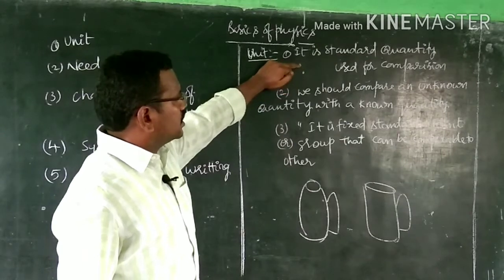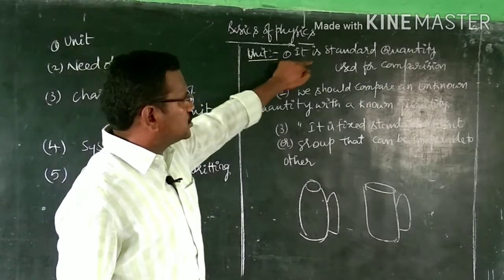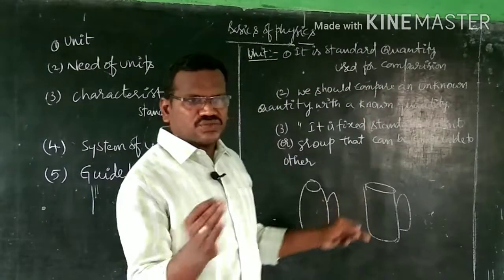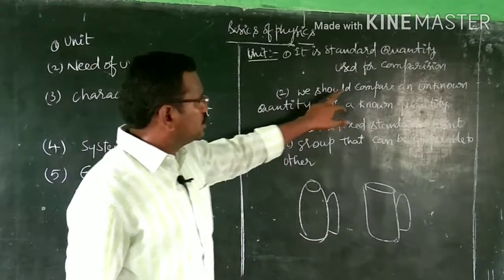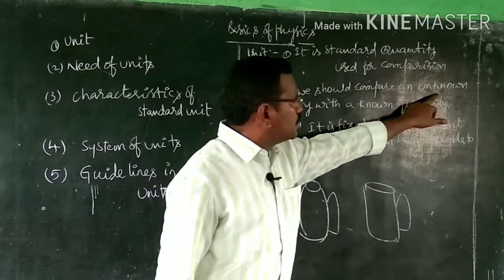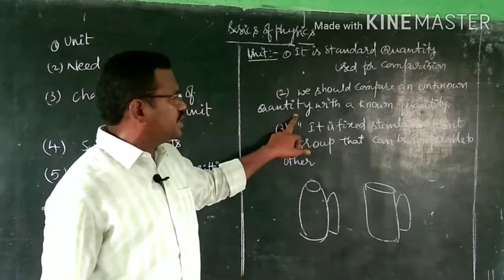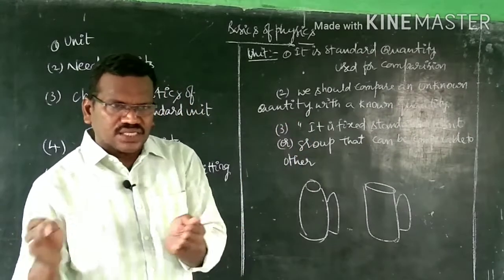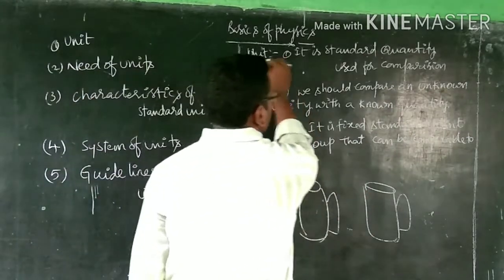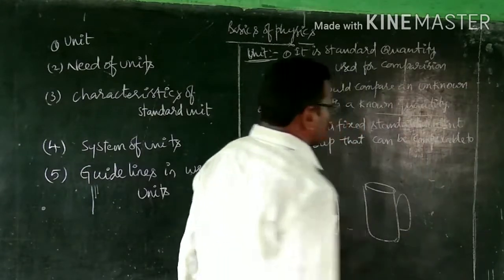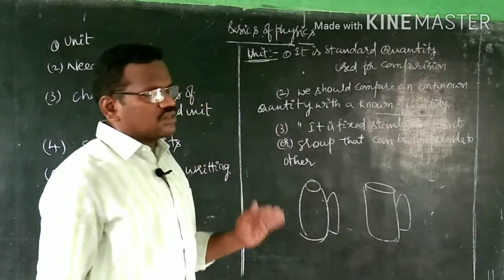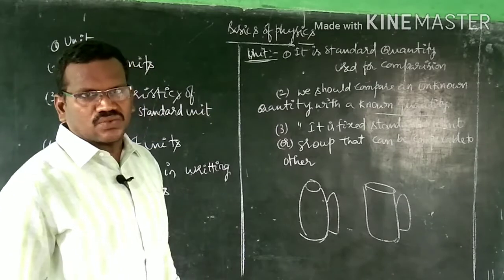So what is the meaning of that? The standard quantity is used for comparison. Must and should, we should compare. Second, it should be comparable to the unknown quantity, that is, an unknown quantity with a known quantity. So the unit must and should be a known quantity. Then only can we utilize it.